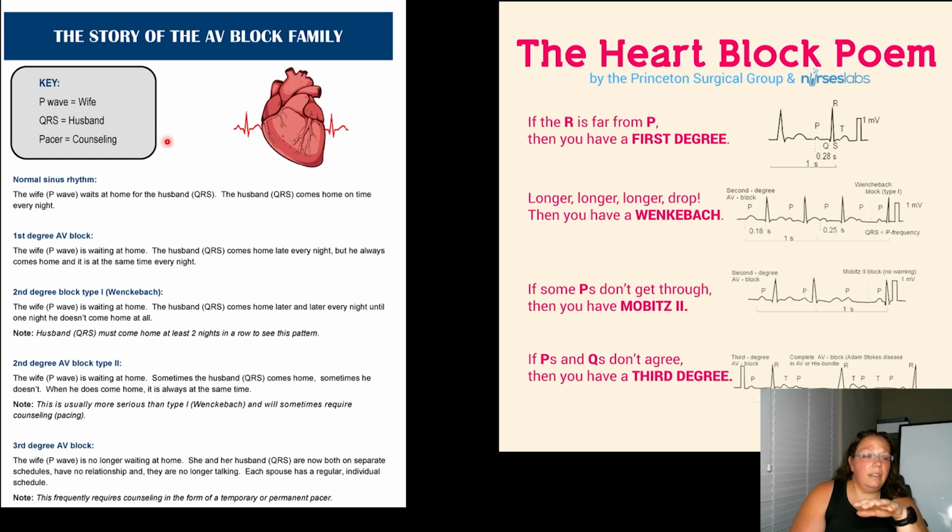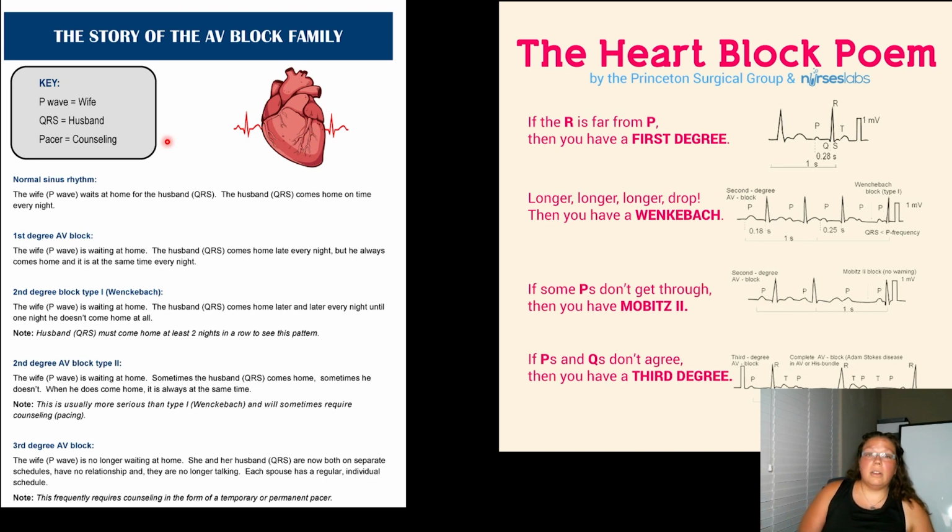In third degree AV block, P wave has had enough. They are now completely separated. They are on their way to a divorce. So P wave is no longer waiting around. P wave is like, you know what, if you're not going to come home on time, I'm just going to go off. I'm going to do my own thing. I'm going to live my life. So she goes and does whatever she wants to do for her life.